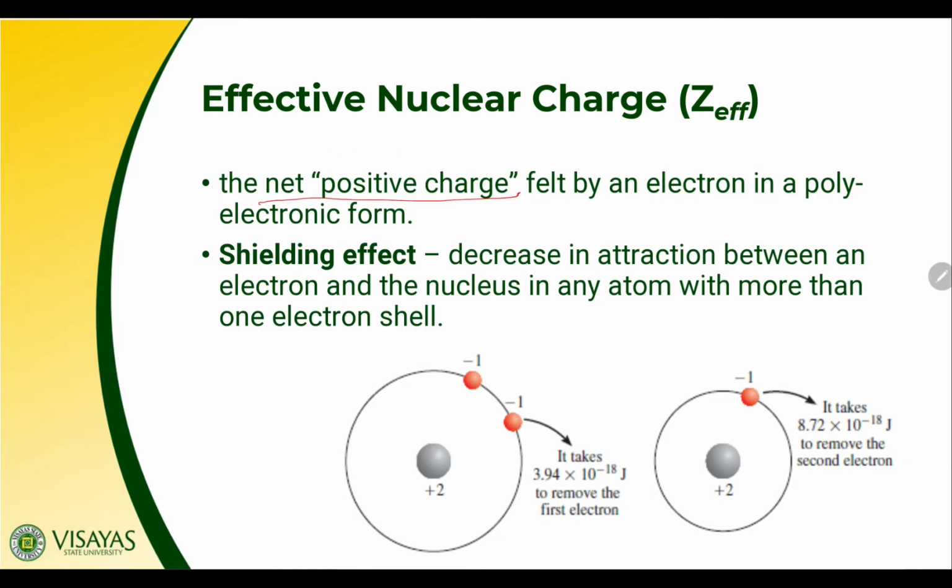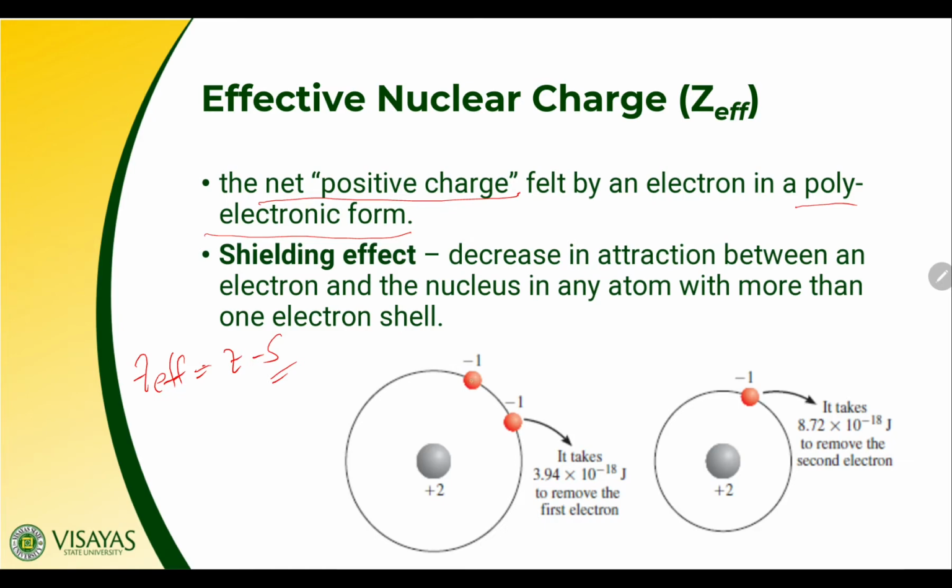After getting the difference, we have the net positive charge felt by the electron in a polyelectronic atom, meaning we have many electrons. So we have the so-called shielding effect. Remember, our Z_eff is equal to Z minus S. So S is our shielding. When we say shielding effect, this is the decrease in attraction between an electron and the nucleus in any atom with more than one electron shell.